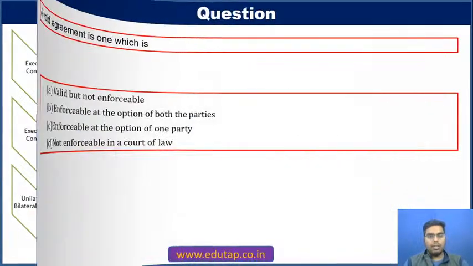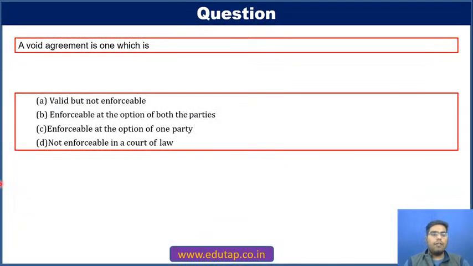Clear? Okay, now some questions for you. A void agreement is one which is dash: A, valid but not enforceable; B, enforceable at the option of both the parties; C, enforceable at the option of one party; or D, not enforceable in a court of law. What do you mean by a void agreement?